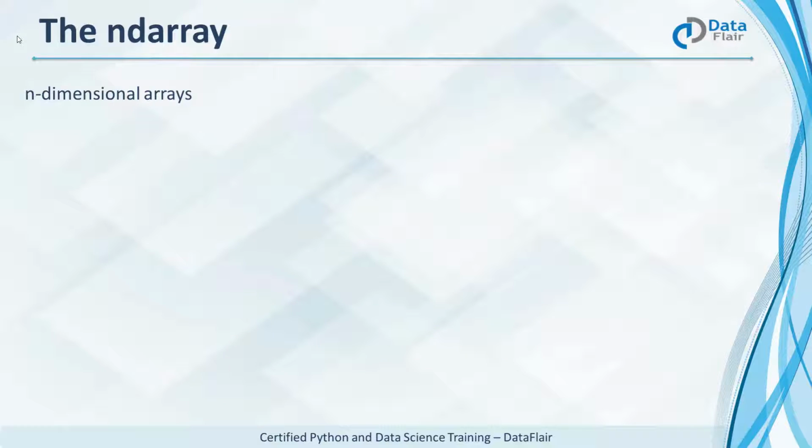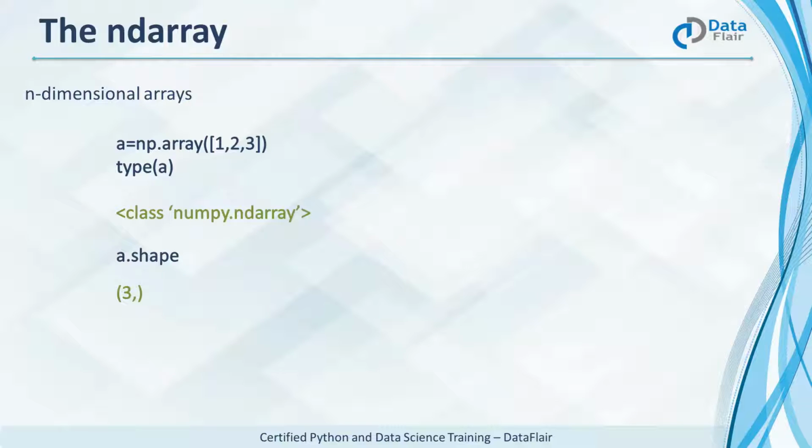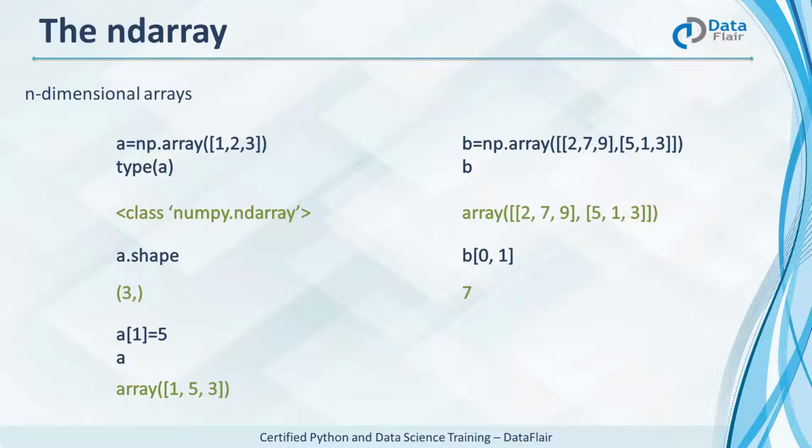When we create an n-dimensional array, we create an ND array. A is a NumPy array. It is an ND array. It is of size 3 in 1 dimension. Arrays in NumPy are mutable. Now B is multi-dimensional. This is how we access the second value of the first element using a comma between the two indices. This array is of shape 2 by 3 and size 6.